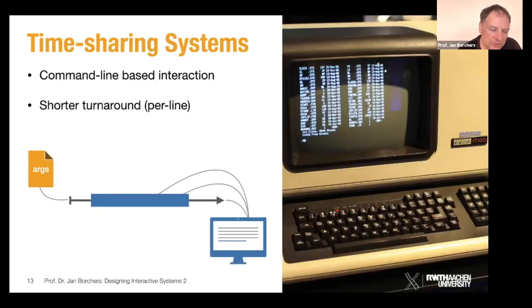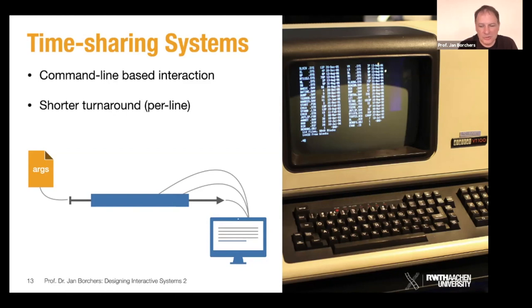Time sharing systems, if we now move on, were a little more modern. They started out in the 60s and 70s and allowed you to actually have a command line based interaction. This is very similar to you typing on Unix, for example. You were no longer preparing your complete job on punch cards ahead of time, but you could issue one command, run it on a simple terminal, usually connected using just a serial connection. The application would read the arguments from the command line, return the results on that same terminal, and then you could run your next command.